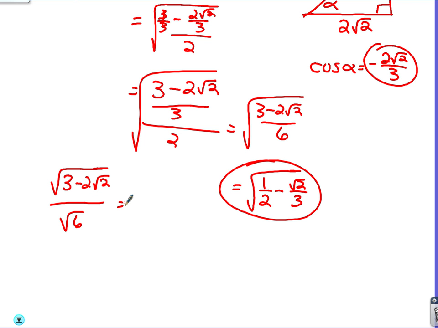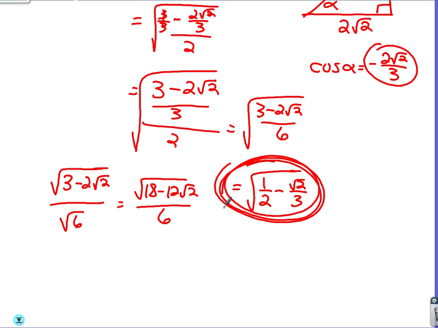Rationalize that by multiplying top and bottom by root 6. So that would be the square root of 18 minus 12 root 2 over 6. Which possibly could be cleaned up there. Let's see, you could pull out, no, you can't pull a perfect root out of both of them, can you? Pull 6 out. I like this one better. This looks much better. And again, that's the theory.